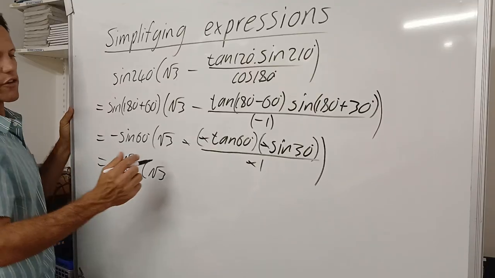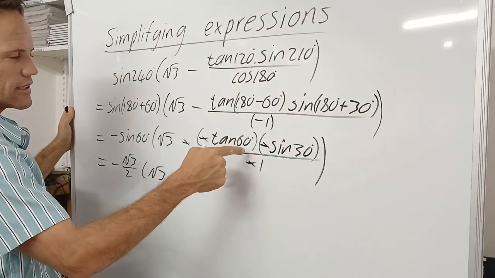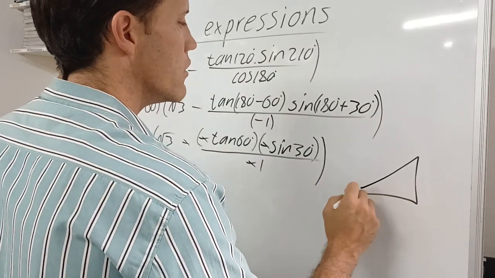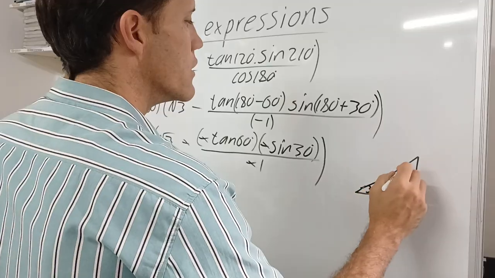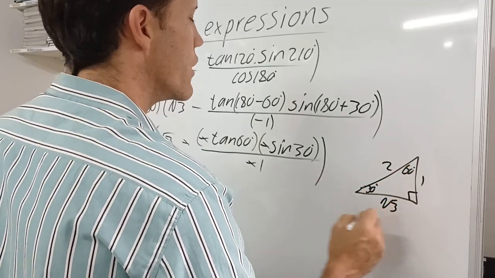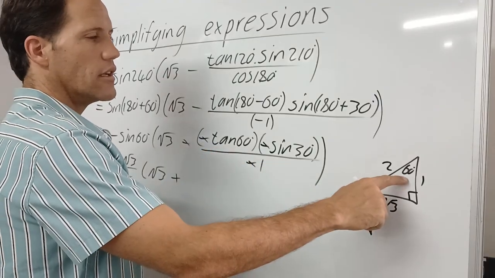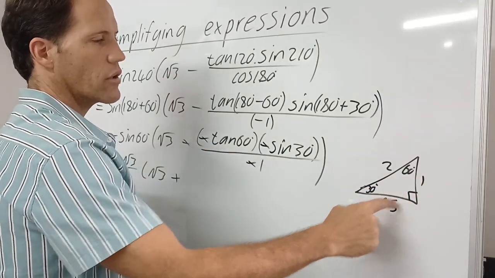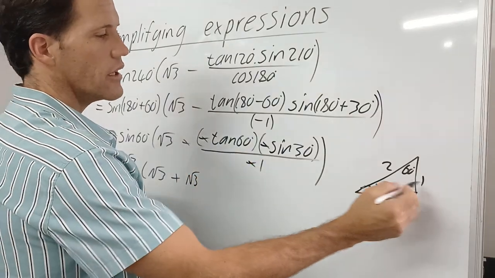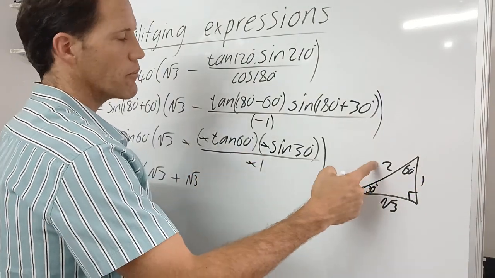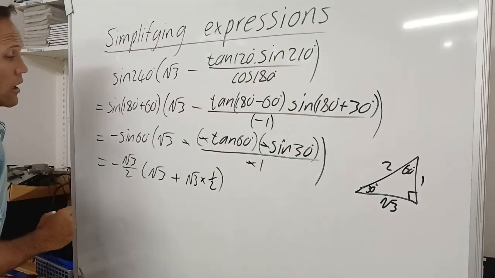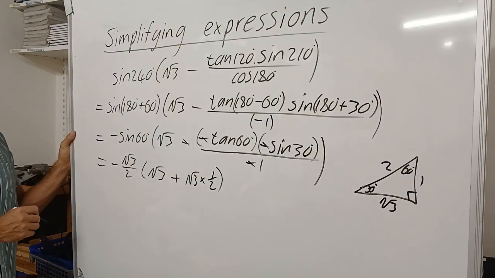So we're just left with plus tan 60, which will be, if you want to check quickly on the triangle, 30, 60, 90, 1, 2, square root of 3. So tan 60 is opposite over adjacent, square root of 3 over 1. So you can just write square root of 3. Then sine 30, 30 opposite over hypotenuse, 1 over 2. So it's times 1 over 2.